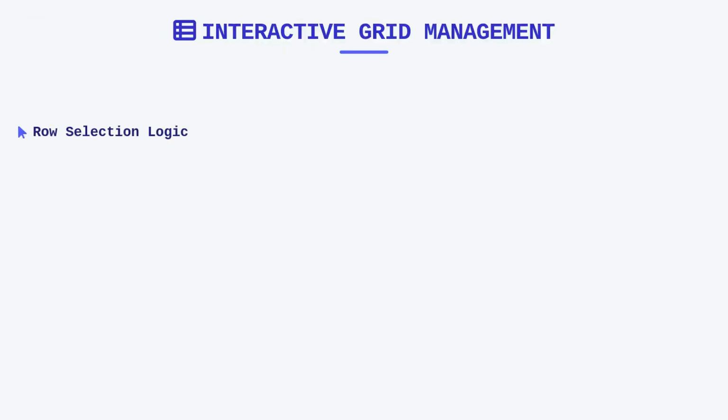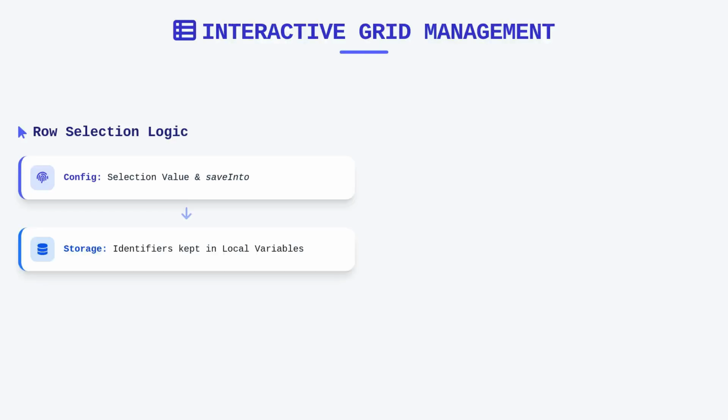Row selection is another powerful feature that transforms a static display into an interactive tool. When configured with a selection value and a selection save into parameter, the grid provides a way for users to pick specific records for further action, such as bulk editing or deleting. From a technical perspective, the grid stores the identifiers of the selected rows in a local variable, which your other components can then reference to drive further logic.